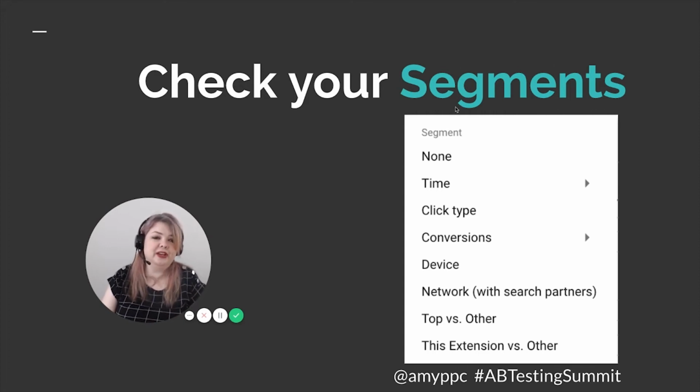Within your interface, you're going to click on the little drop down that says segment, and you're going to choose to check on the click type or the conversion type. Device is another really common one. I think that one's a little more common, that people know that their mobile traffic might behave differently than their desktop traffic, and you can make bid adjustments based on that.